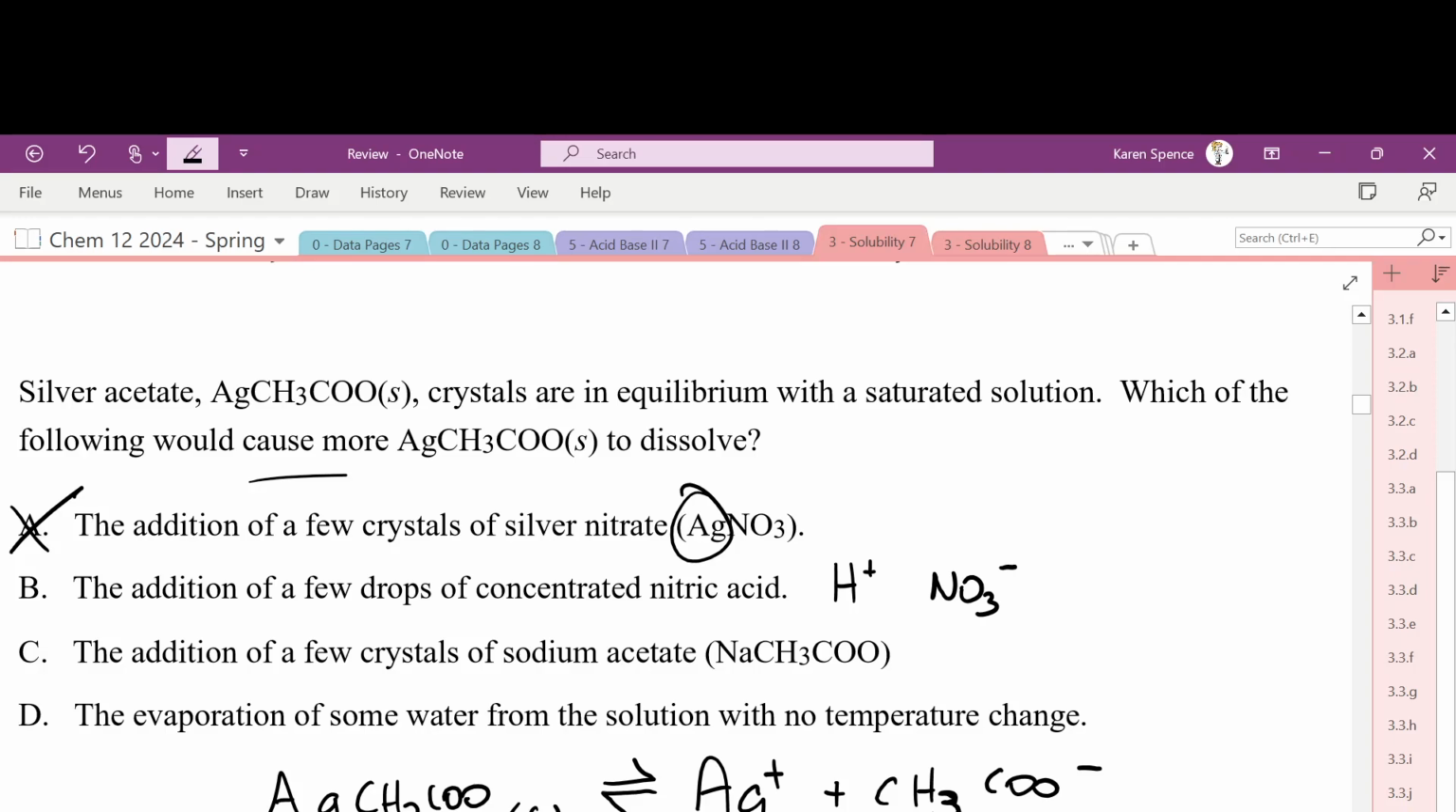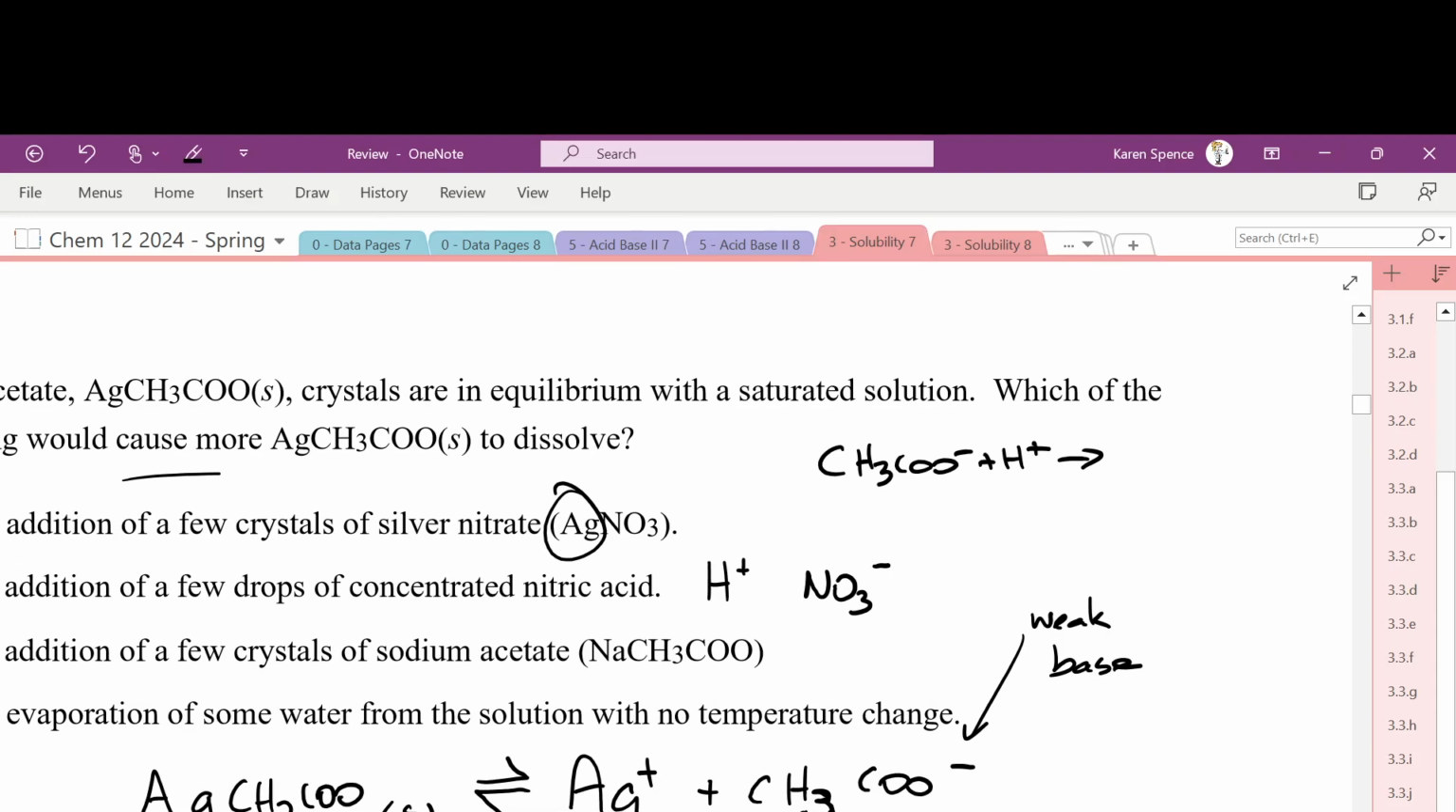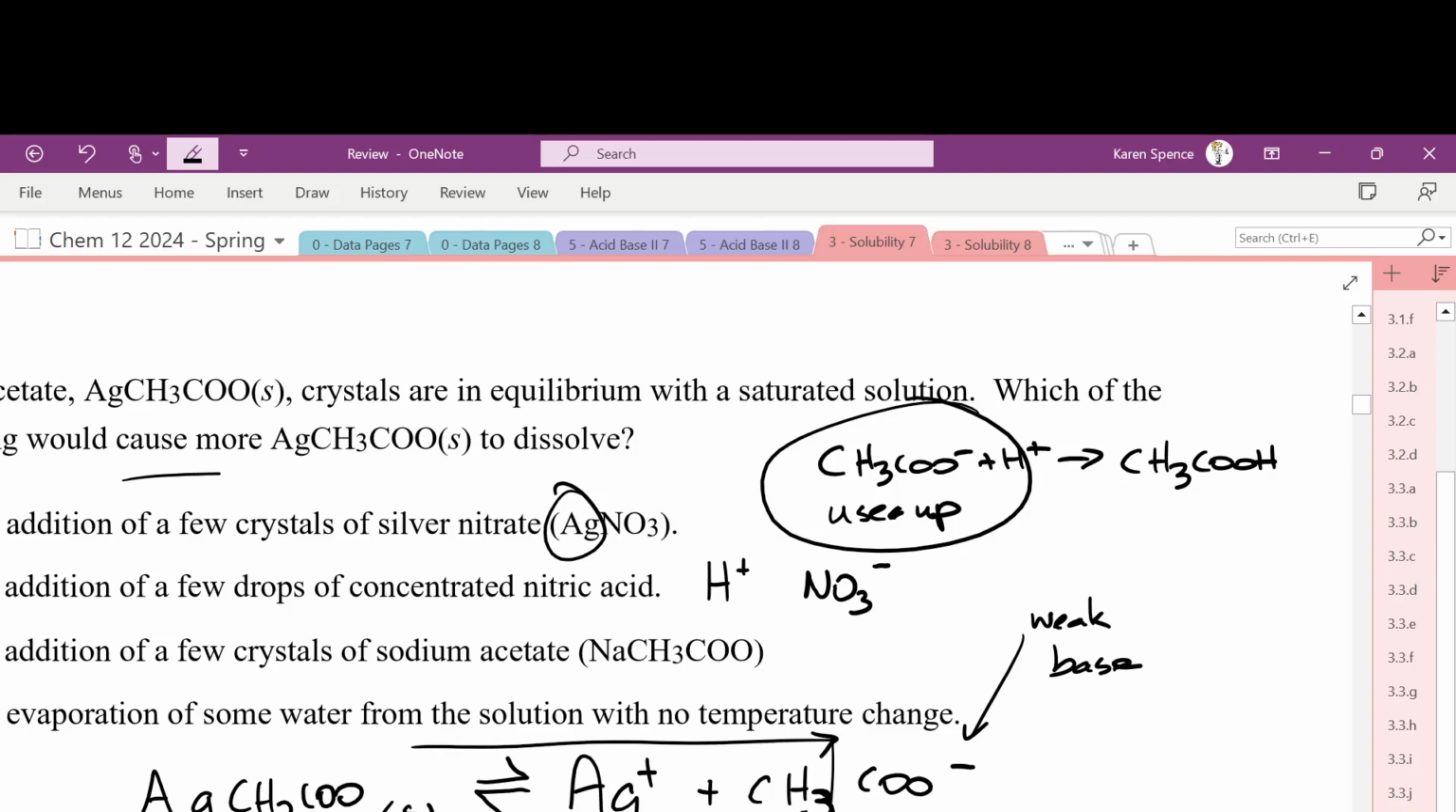The acetate. Acetate is a weak base. So this is where our other unit comes into play here. So you will have CH3COO minus plus H plus gives us CH3COOH. So what are we doing to acetate? We are using it up. So that's going to cause this to decrease, which will cause this to shift to the right.